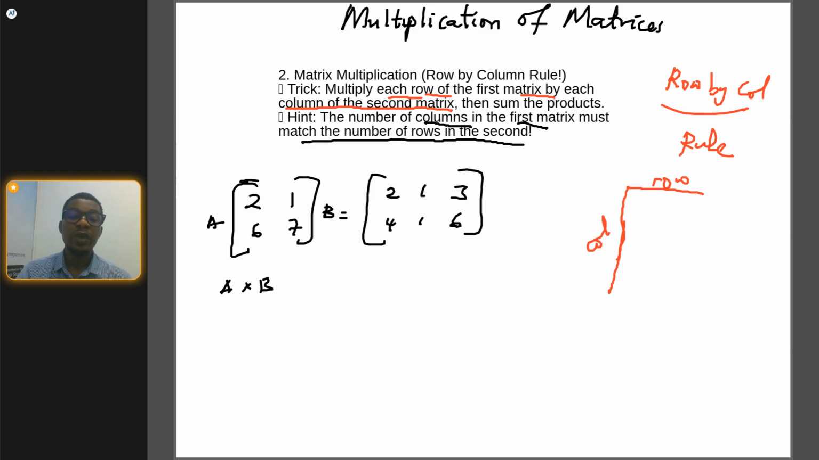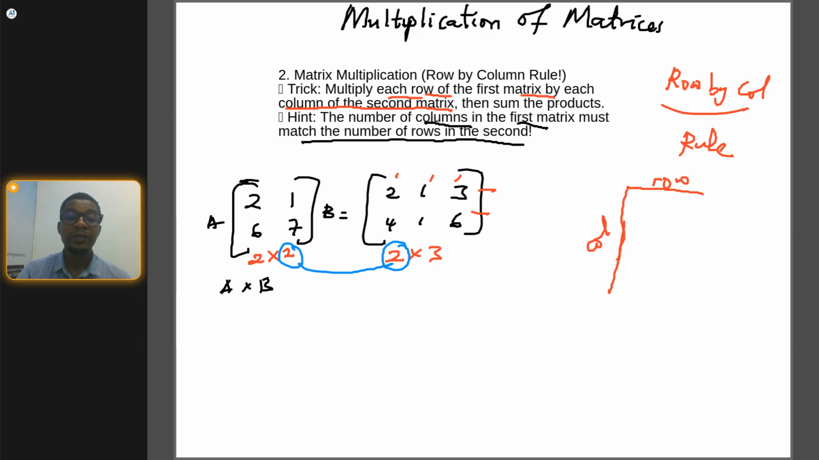For this, we have a 2 by 2 matrix, which is 2 rows, multiplied by a 2 by 3 matrix, which is 2 rows and 3 columns. Now how will I know if I can multiply? If this is equal to this, so 2 is equal to 2. 2 matches 2. That means we can go ahead to multiply the matrix.